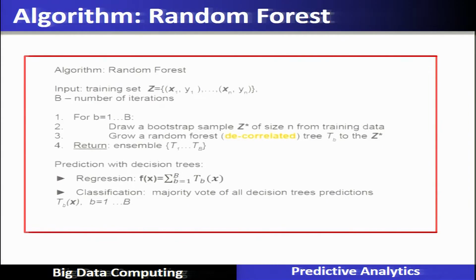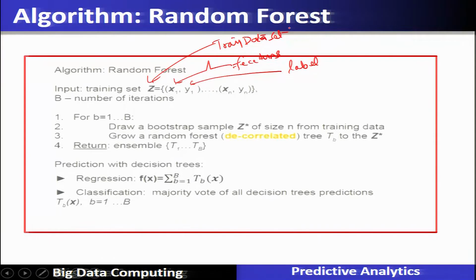What do you mean by this? Let us understand the random forest using the algorithm of random forest. The algorithm requires the input in the form of the training data set. Here xi represents the features of a data set, and yi represents the label which is given in the training data set. So Z is the training data set, given as an input to the random forest algorithm, and the total number of iterations, let us call it capital B.